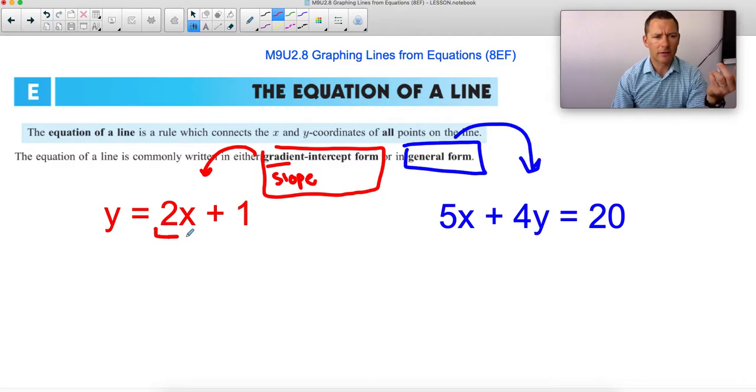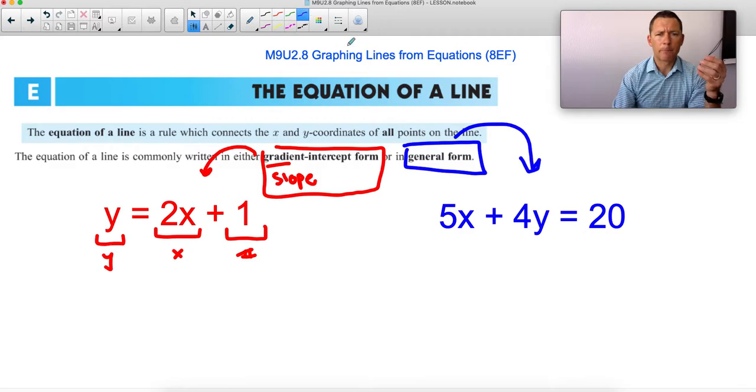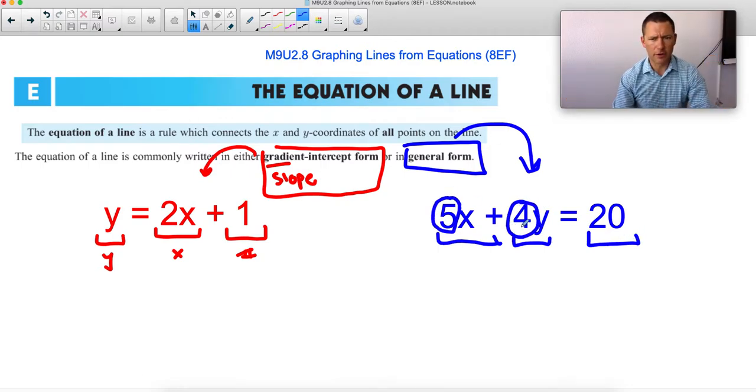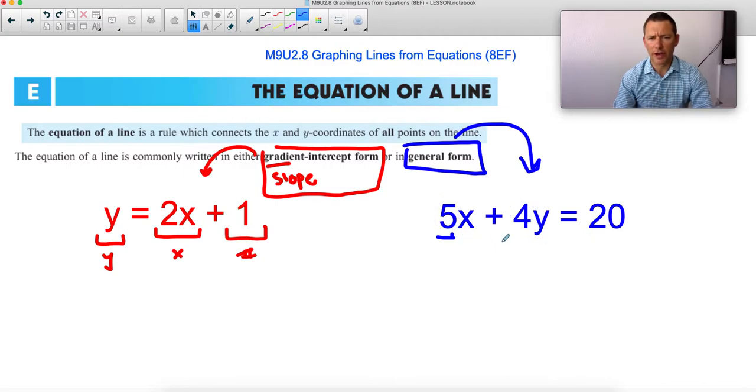Slope-intercept has the slope, the x and the constant, right? The stuff with the x's and the stuff with just the regular numbers are on one side, and y is by itself with no value over here, right? The general form has the x's and y's on the same side, the constant on the opposite side, and the coefficients, the numbers in front of x and y, are whole numbers. They're not fractions. So that's the difference between the two.